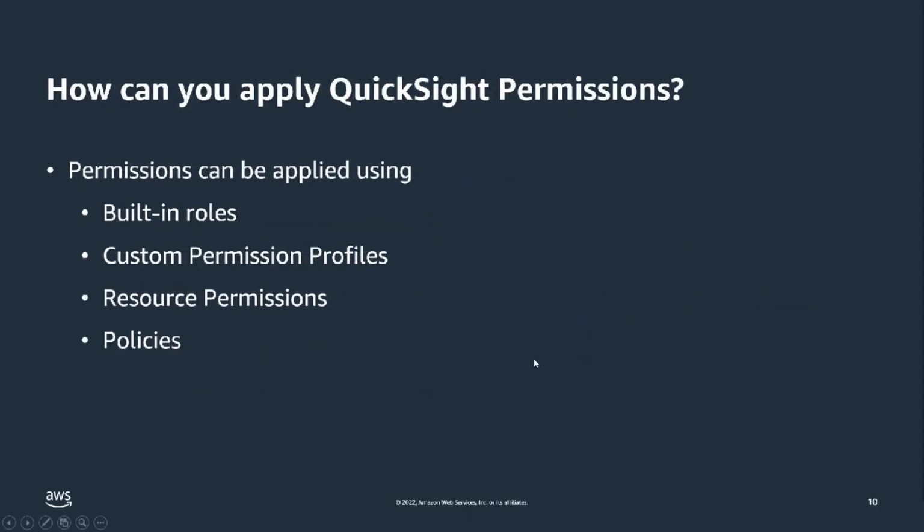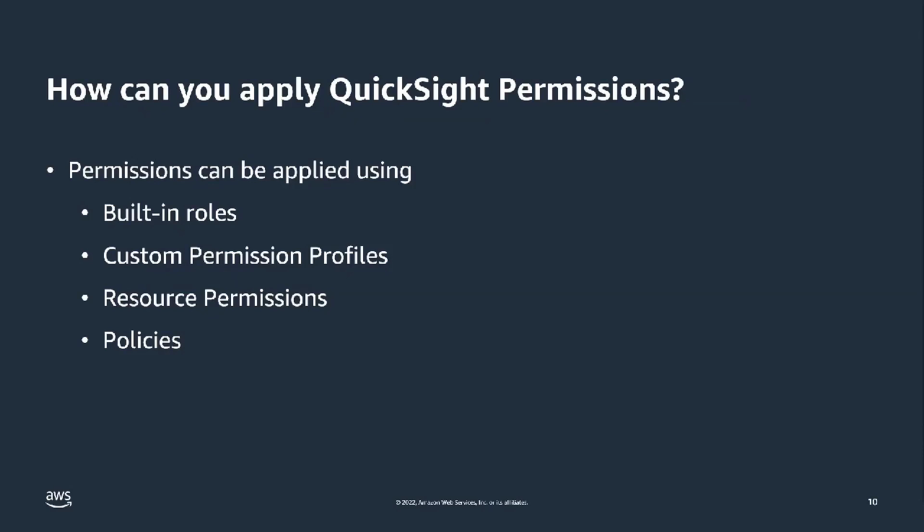So how can you go about applying QuickSight permissions? There's a number of methods for this. The first one, and that's the one that you'll need to apply when you create any user within QuickSight, is choose from one of the built-in roles, which we'll cover next. You can also create what are known as custom permission profiles and apply those as well to users.